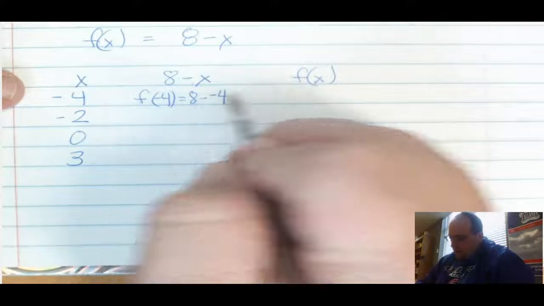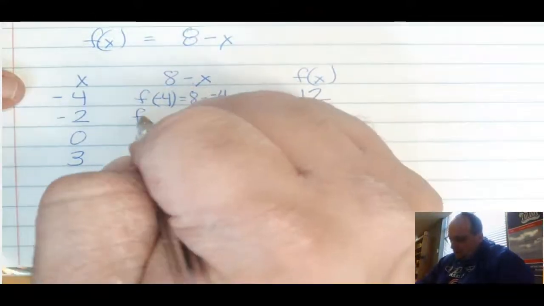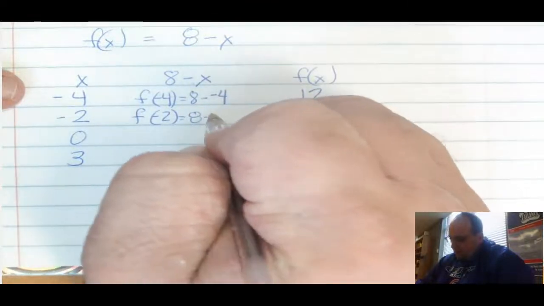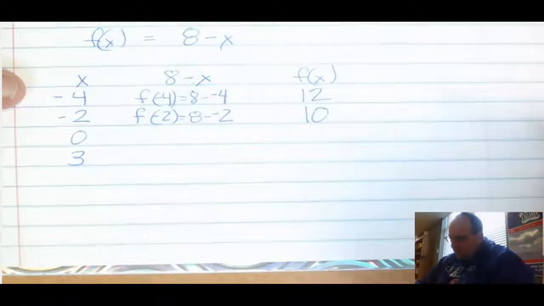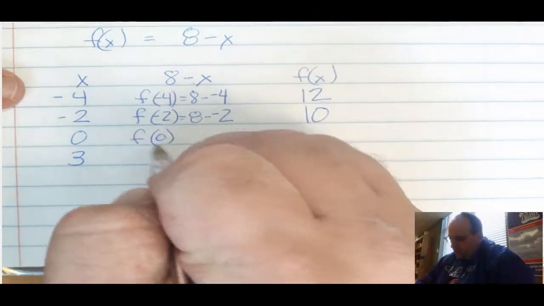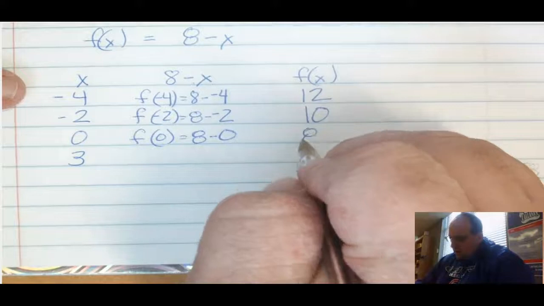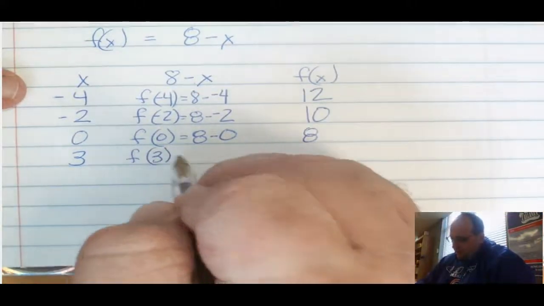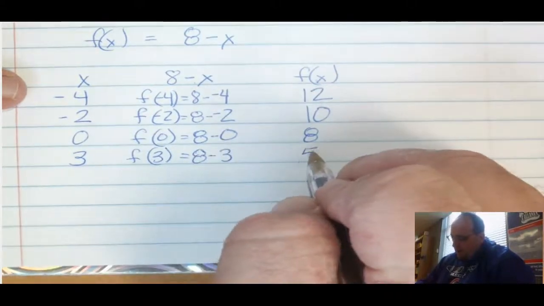When I do 8 minus -4, I get a positive 12. I'm going to put in the function of -2 now, which is 8 minus -2. 8 minus -2 gives me an answer of 10. Now I'm going to put a function of 0 in, which just gives me 8 minus 0. That results in 8. Now, lastly, I'm going to put a function of 3 in, which will give me 8 minus 3. 8 minus 3 gives me 5.